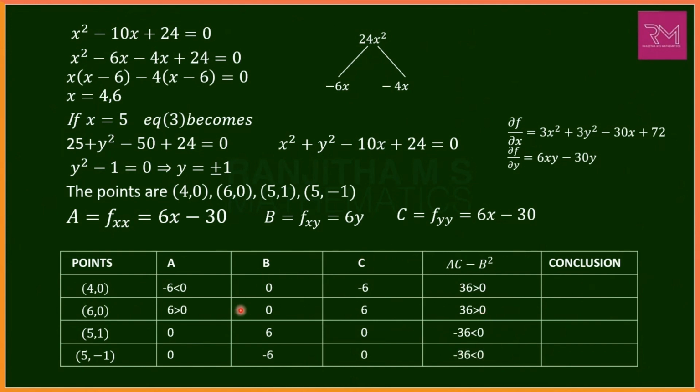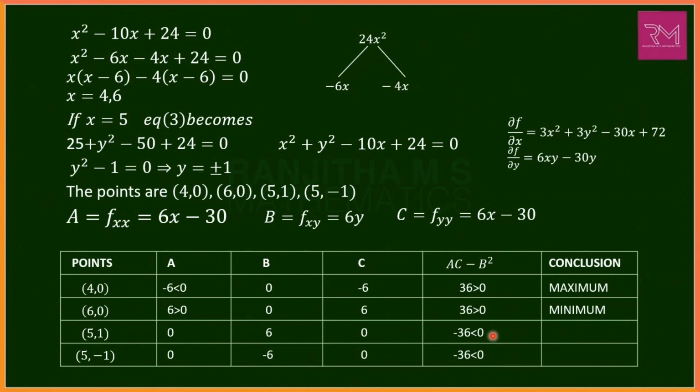After obtaining ABC and AC minus B square, we have to find extreme values. For the point (4, 0), AC minus B square value is greater than 0 and A is less than 0. We can conclude that we get a maximum value. Similarly, for the point (6, 0), AC minus B square value is greater than 0 and A value is also greater than 0. Hence, we get a minimum value for the function f of x, y.